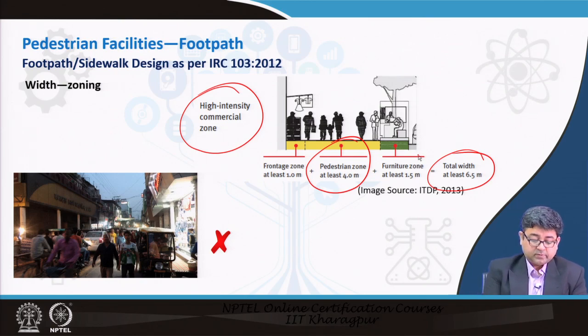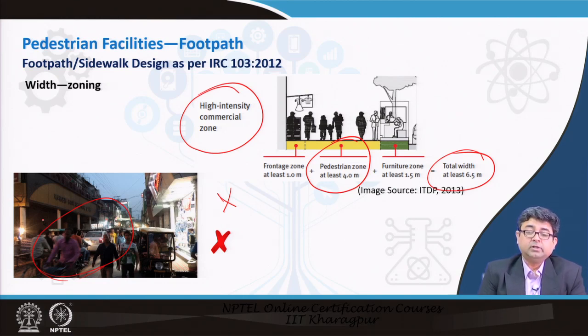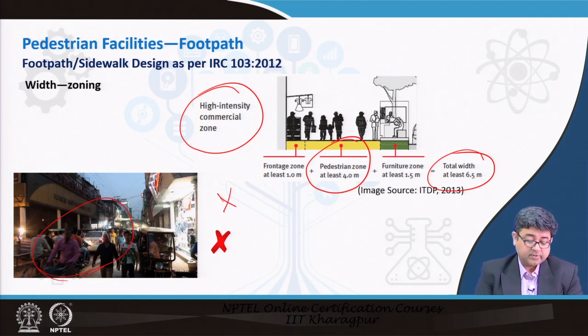So, this type of situation has to be avoided, where there is no demarcation between the pedestrian zone and the frontage zone as well as the furniture zone. Everybody is intermingling in this area. This causes not only congestion for motorized vehicles, but also an unsafe walking and bicycling environment, and as a result the number of people trying to walk or bicycle will always reduce. Similarly, this Toto does not have any designated parking, it stops anywhere it wishes to stop. All such things should be avoided.